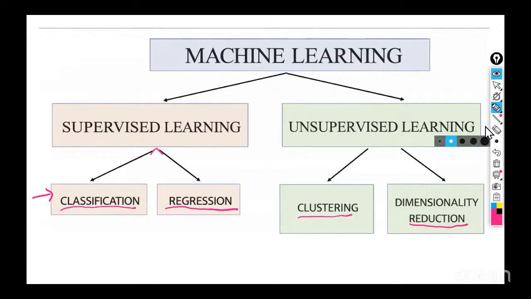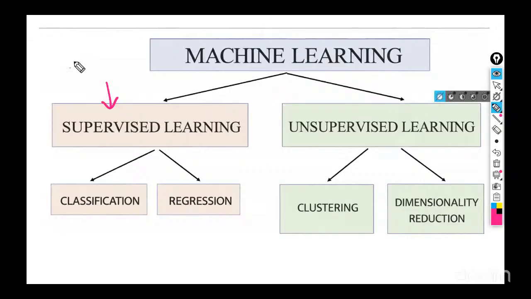So first, we'll discuss classification. Now, what kind of data do you have in supervised learning? Labeled data. So let me write here: it has labeled data. And after this, next.